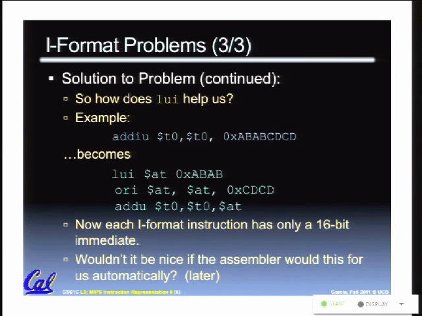So we have this special register called AT, and only the assembler is allowed to use it. The assembler can at any time just clobber the value in it. The program shouldn't touch it at all. So yeah, it says at the bottom, wouldn't it be nice if the assembler would do this for us automatically? It actually does.